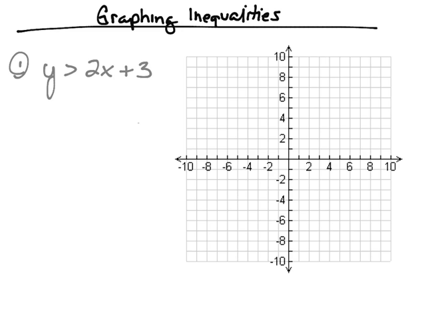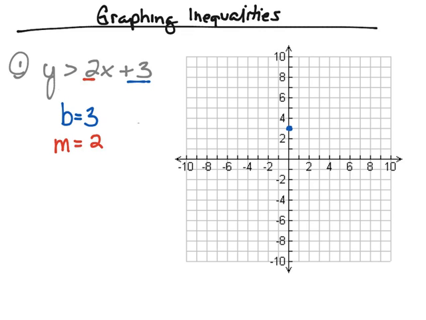Alright, here's our first example. We've got y is greater than 2x plus 3. We're going to start off by treating this just like we did with our equations. We're going to start by finding the y-intercept, which in this case is 3. That's this value right here. So we're going to come over to our graph and find the y-intercept 3. That's this point right here. The next thing we're going to have to do is find the slope of the line, and that can be found right here. The slope of our line is 2.